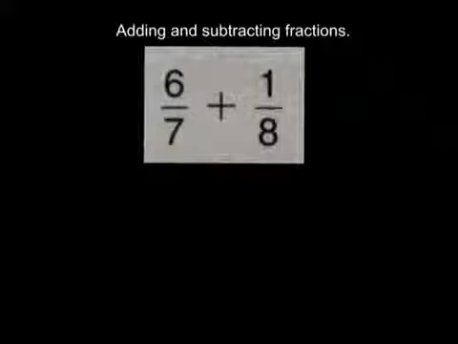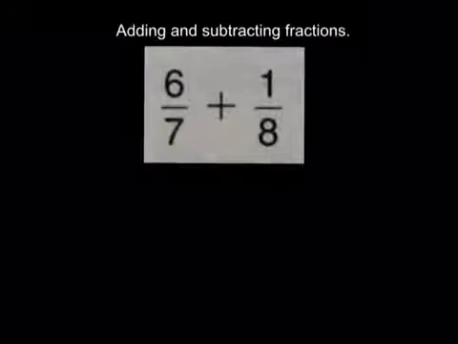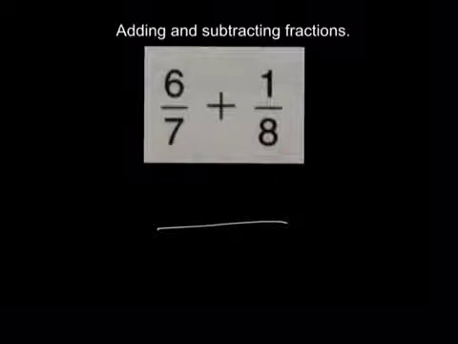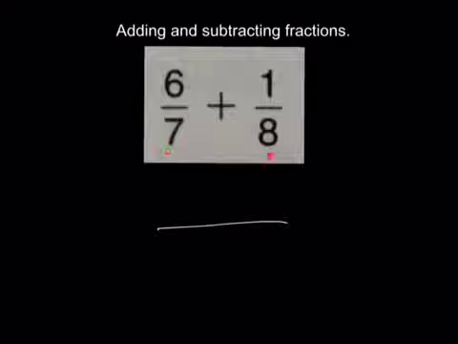Okay, I hope you paused the video and you are ready to check your answers. First, find a common denominator for the two. For me, the first that comes to mind is 56. I just multiply 7 times 8 and that will always give you a common denominator. Not the lowest common denominator, but it will always give you one. So I'll just take that route.